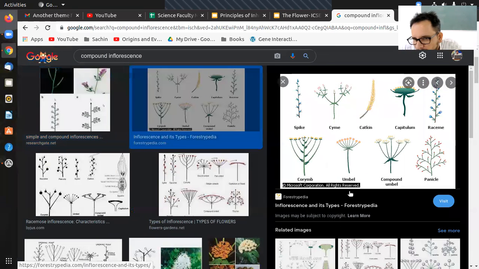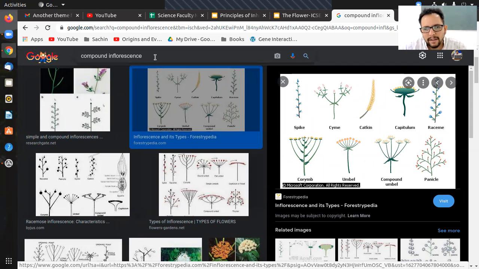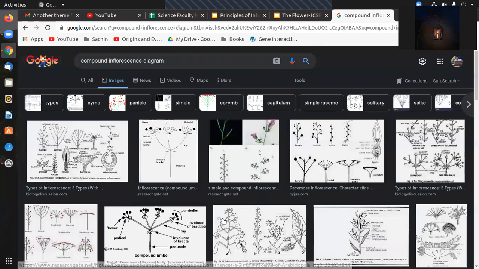Not sure. Compound umbel. Now this is a different one. Yeah, there are many images.